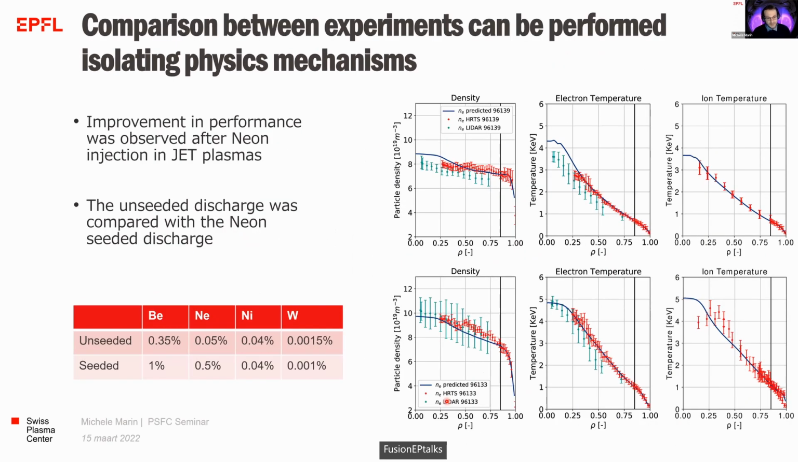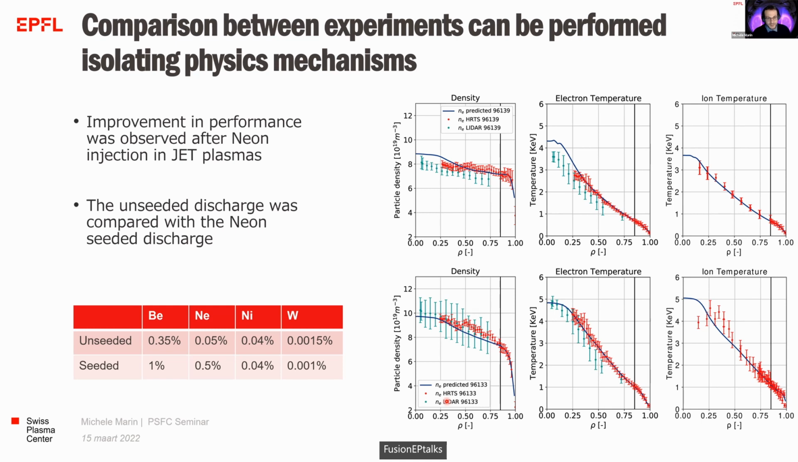Another application of integrated modeling is on comparison between experiments. Here, for example, what was observed experimentally was that the confinement improved after the injection of neon. One wants to try to understand why this is happening.